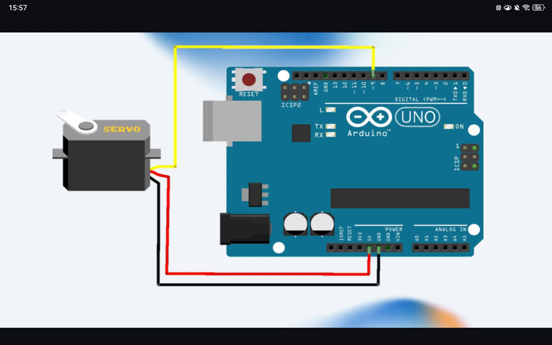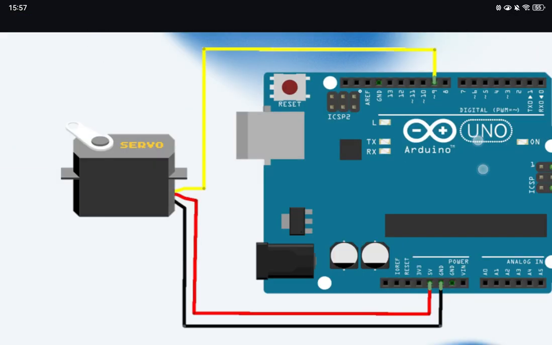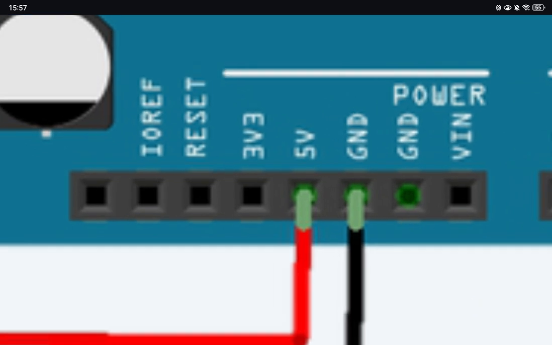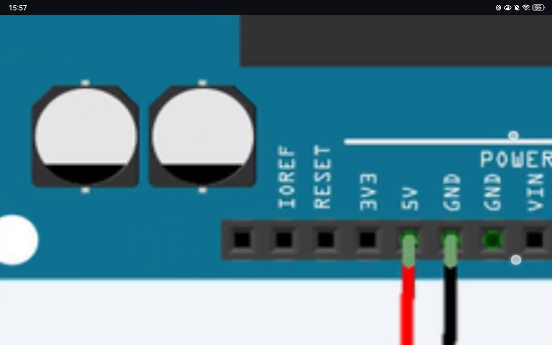So we have our connection here. The servo, as you can see, is connected to a digital pin with the control cable, and if you look closely, those pins have a curvy symbol right beside them. That means it's the PWM signal, and you can see 5V is our power supply, and GND is our negative end.